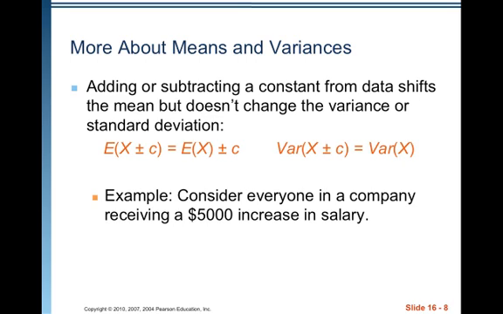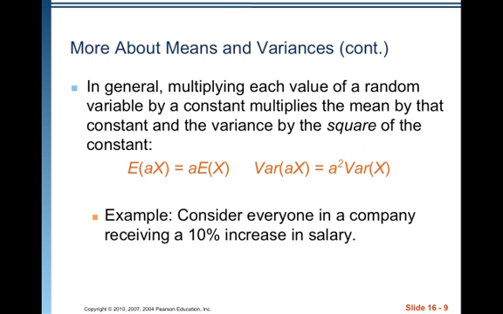So, for example, consider everyone in a company receiving a $5,000 increase in salary. That would be great because the average salary would just go up by $5,000. You just add it to it, but there would be no greater variance among the values. But if, for instance, you took the range of the highest salary minus the lowest salary, that would be exactly the same. Since they were both increased by 5,000, when you do the subtraction, the 5,000s would cancel each other out.